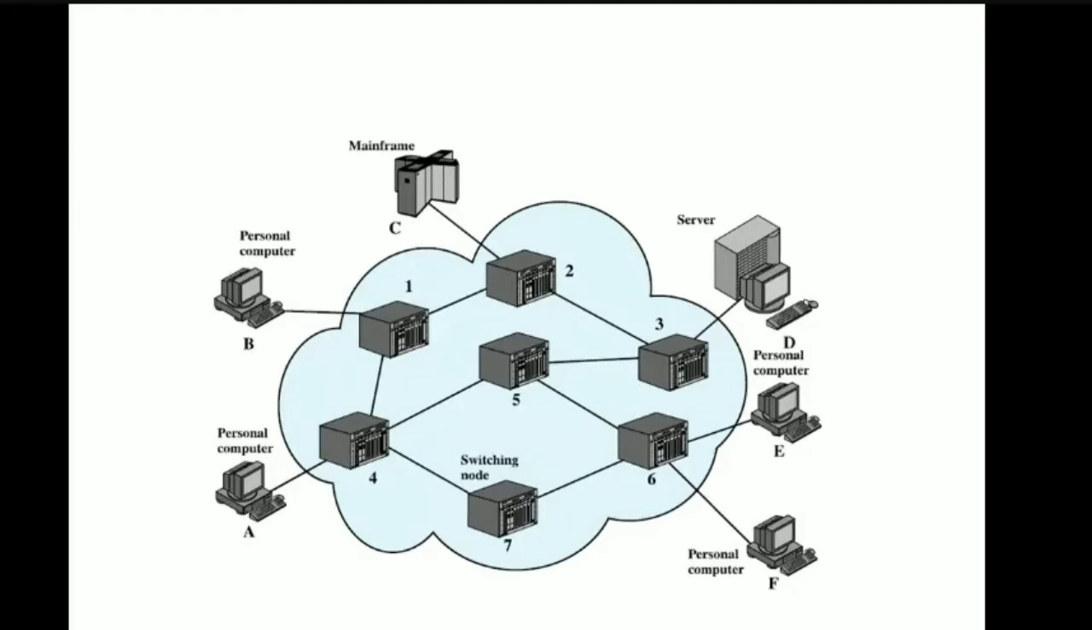Okay, and the next observation we have to make is that the network is not fully connected. That is, there is no direct link between every possible pair of nodes. If you see here, 4 is connected to 5, but 4 is not directly connected to 2. 4 is directly connected to 7, but it is not directly connected to 3. So the network is not fully connected.